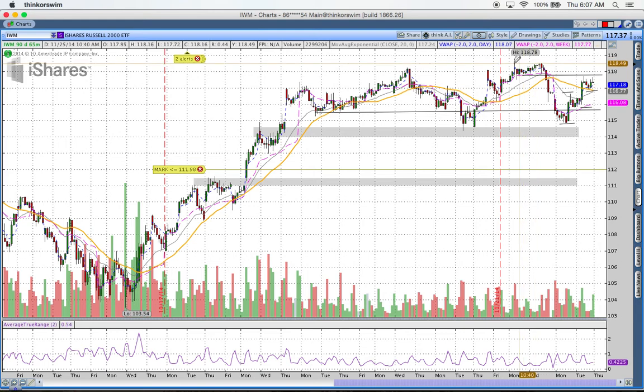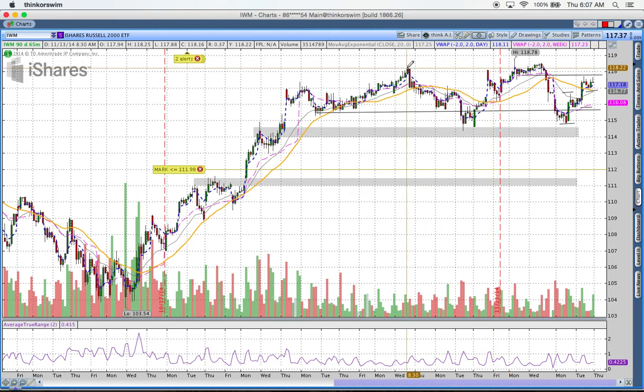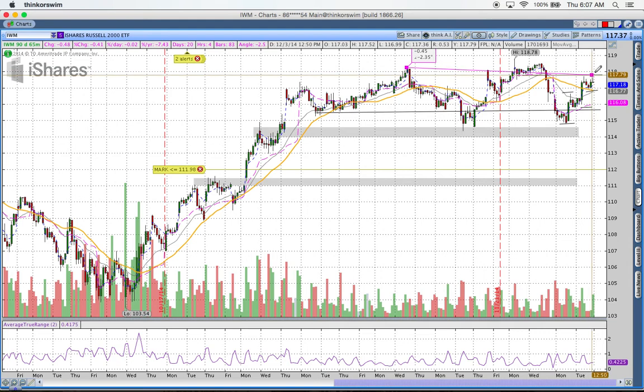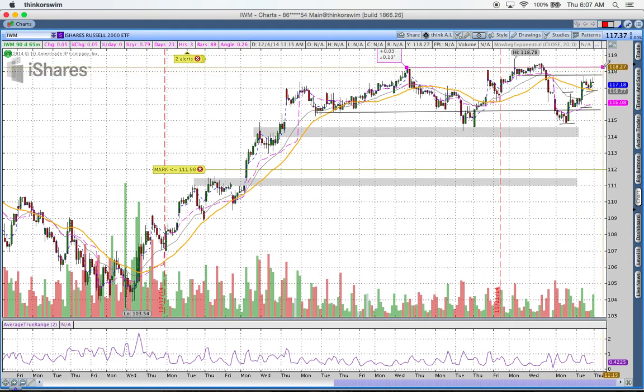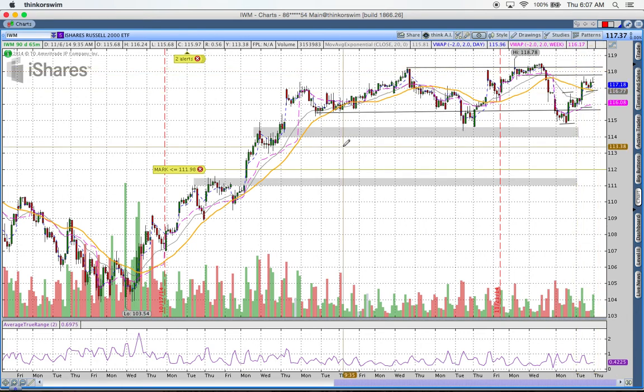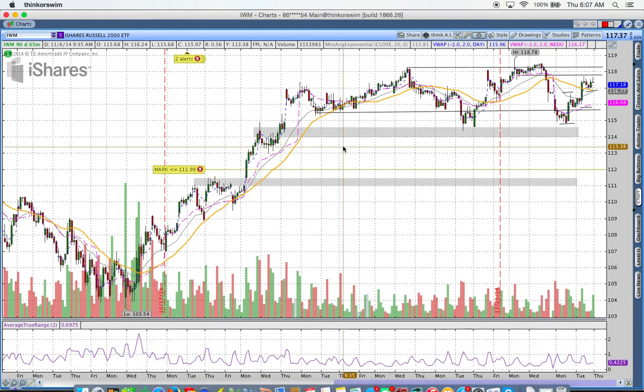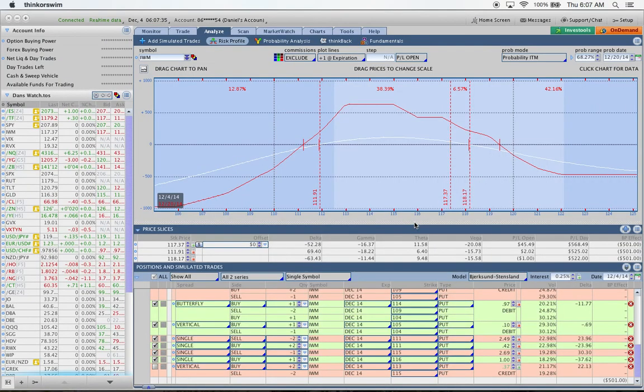Above this level, I'm going to be a little bit uncomfortable and concerned. We can call that 118 quarter. That's right in here, and I'll draw a line for you as well. We'll just remember that level, 118.25 or so, and incidentally it is a significant level for the butterfly position itself. Let's go over to the Analyze tab and I'll show you what I'm looking at here.